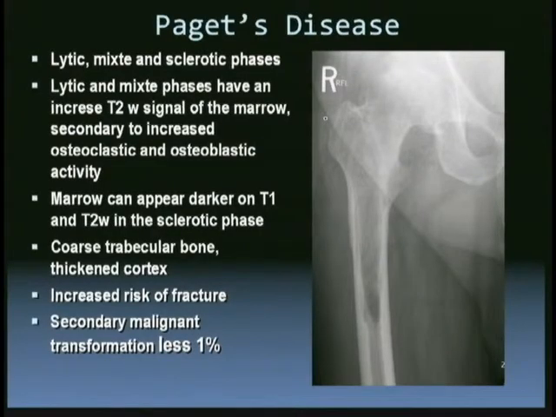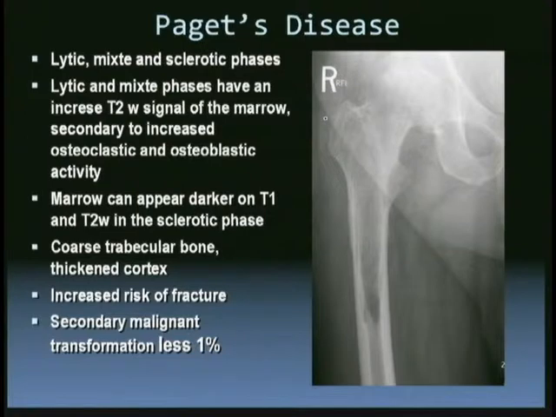Paget's disease is not really a bone marrow disorder. It's more a metabolic disorder that involves the trabeculae. This is a patient who had the lytic form of Paget with the classic blade of grass appearance in the femur here. When the patient has the lytic phase or the mixed phase, we can see an alteration in the marrow signal caused by the increased osteoclastic and osteoblastic activity involving the trabeculation.